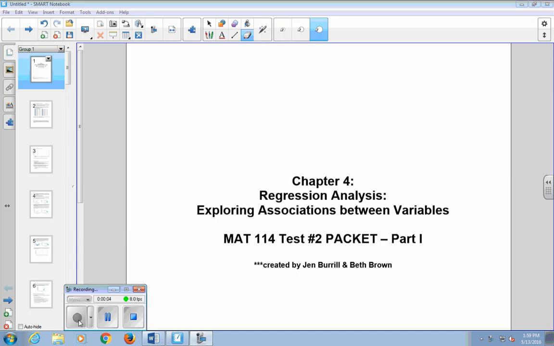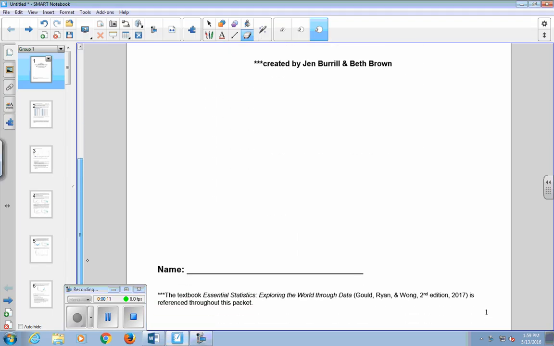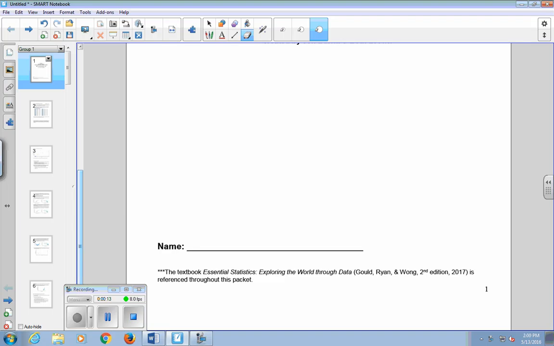This is the Chapter 4 packet on regression analysis. We'll be exploring the associations between variables. And just once again, I want to remind you that the textbook that's referenced throughout is Essential Statistics, Exploring the World Through Data.